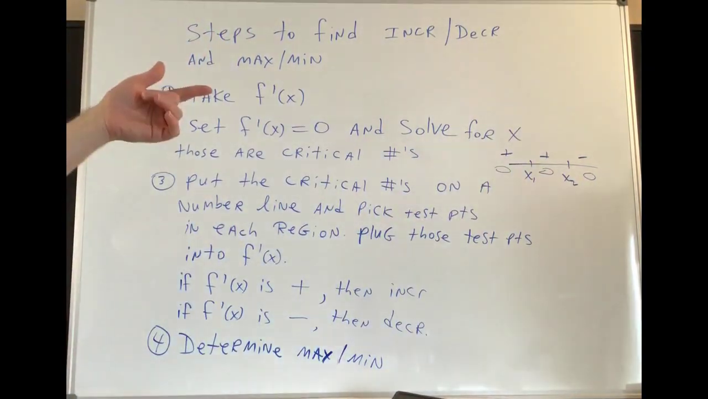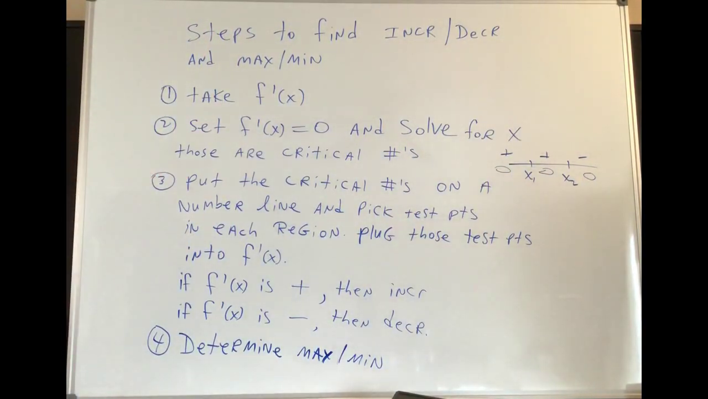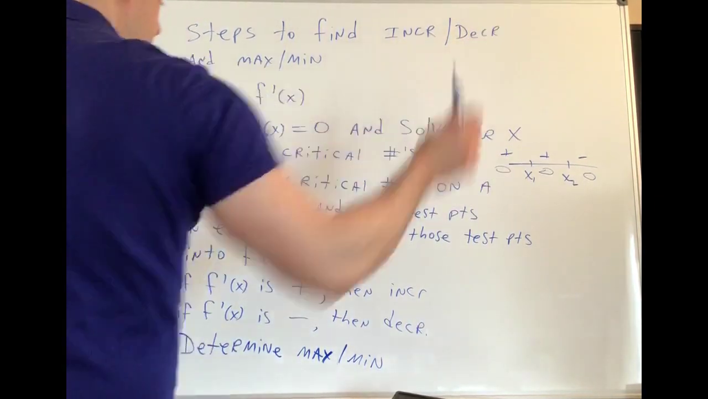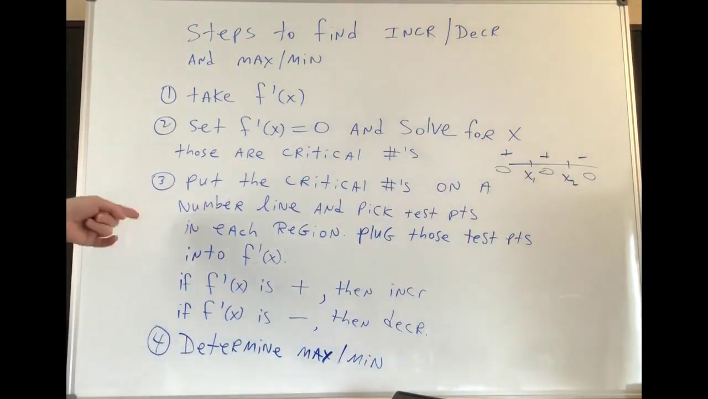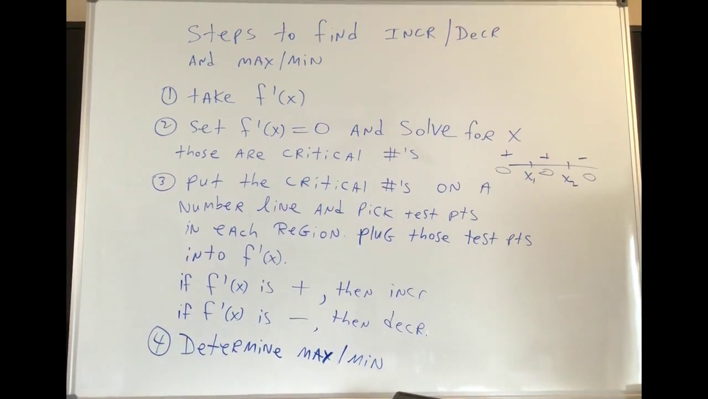You might have 3 critical numbers. It does happen. And then you would have 4 regions. Things get crazy when that happens. Picking a number in each region, plug them into the derivative. If the derivative is positive, up, up, up. If the derivative is negative, down, down, down. And then you write the intervals, okay? I'm going to do this last part separate.